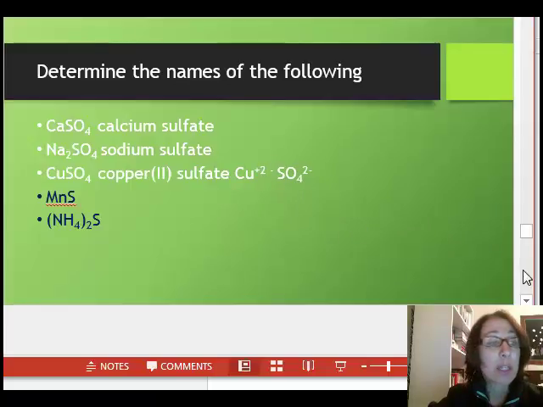Thus, the name of this compound is copper(II) carbonate. The cation name is copper(II), where the 2 is expressed as a Roman numeral 2 in parentheses, and the anion name is carbonate.